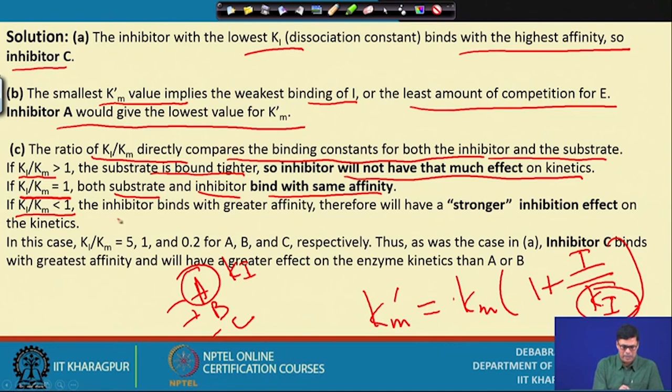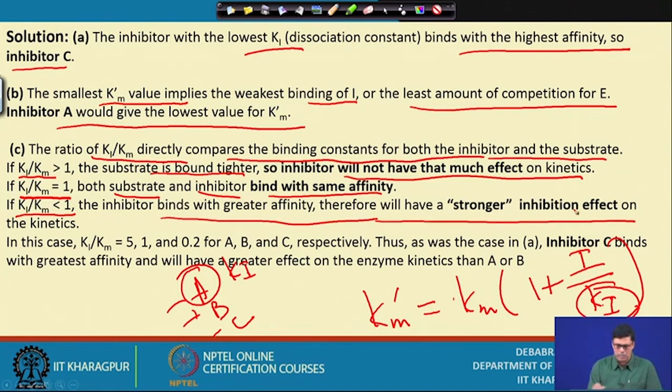So then what will happen, the inhibitor binds with greater affinity, and so stronger inhibition occurs in the kinetics. This is very clear, because we now have a clear-cut idea of how Ki and Km contribute in the inhibition of the enzymatic reactions. In this case, Ki by Km is 5, 1 and minus 2 for A, B, C respectively.